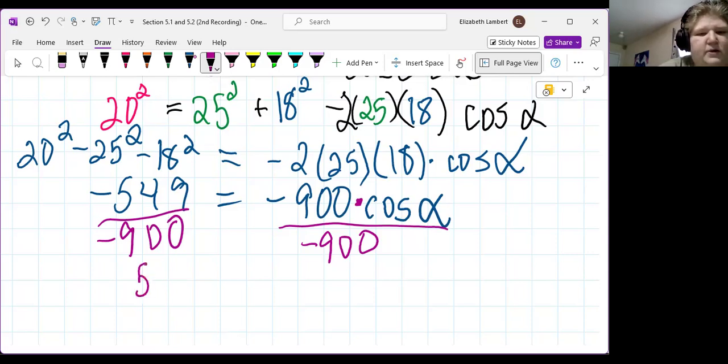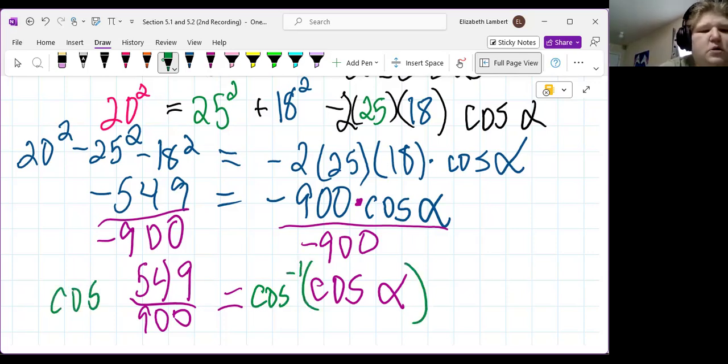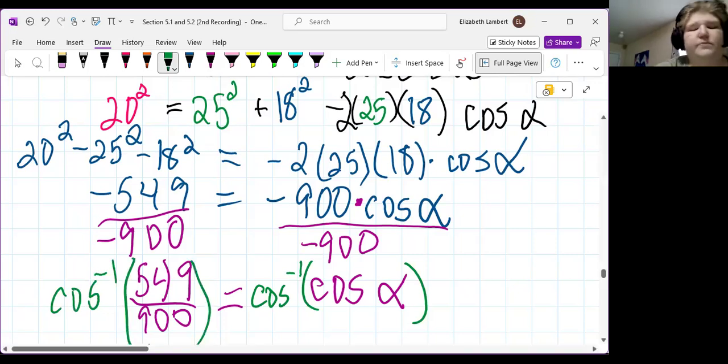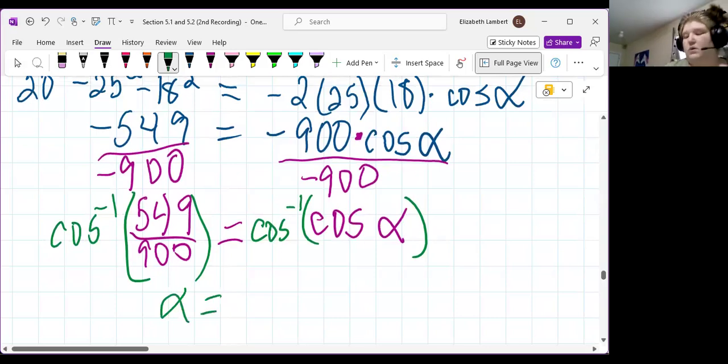All right, so I'm not going to actually figure out if this reduces at all, besides just negative divided by negative is positive. So 549 over 900 equals the cosine of alpha. So to get alpha by itself, I have applied a cosine to it, so I need to undo it. So we undo it using the inverse trig function on both sides. So alpha will equal.